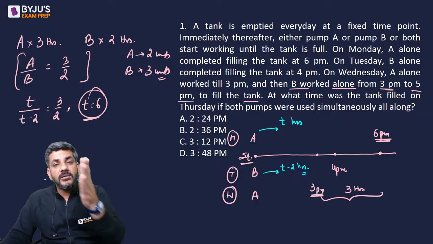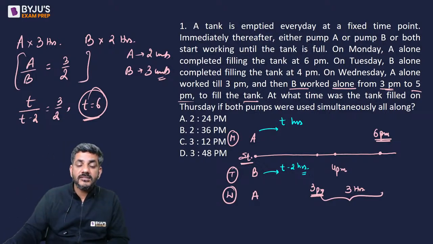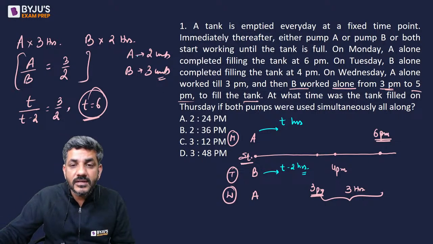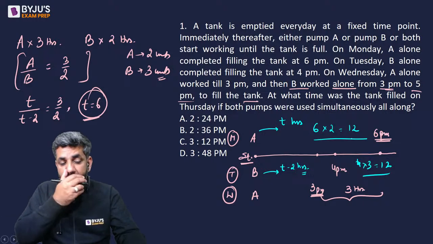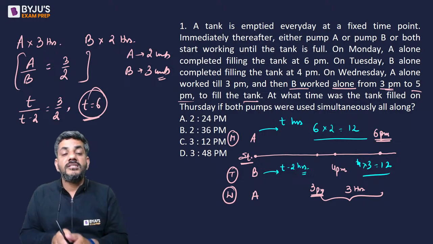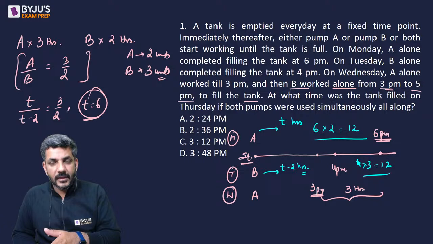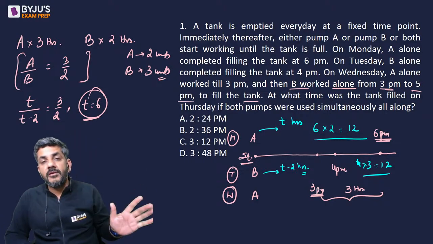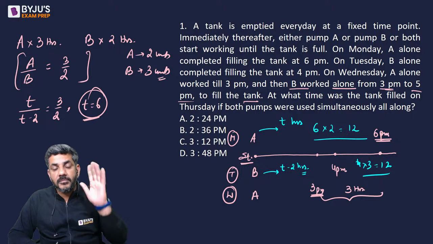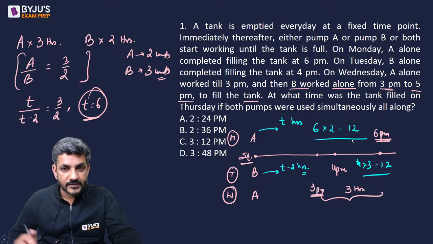B can fill the complete tank in 4 hours. And as I talked about these units, in 6 hours A will make 6 into 2, 12 units. In 4 hours B will make 4 into 3, that is 12 units. So I can say from here that if the total number of units in the tank is 12, and A is filling 2 per hour, B is filling 3 per hour, A would be filling the tank in 6 hours and B would be filling the tank in 4 hours.